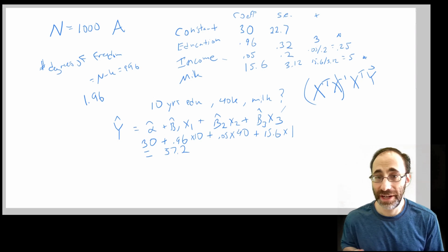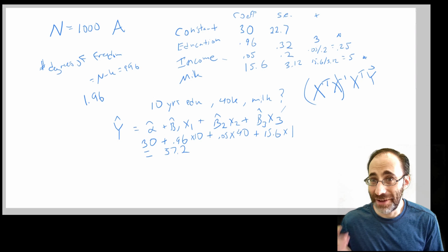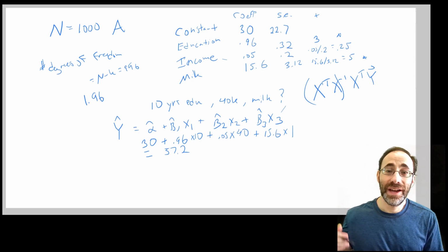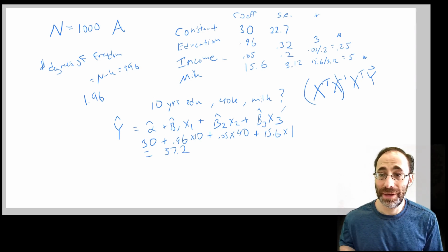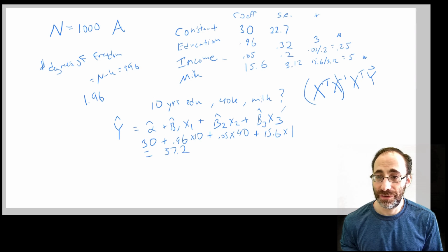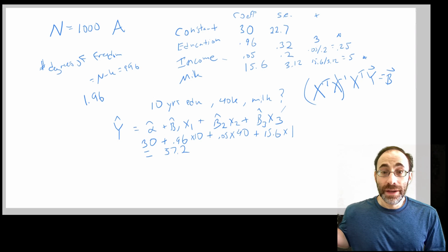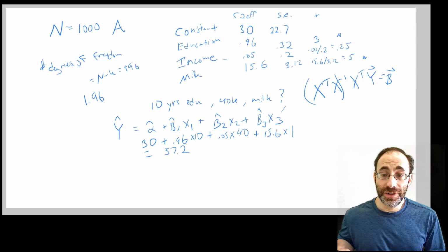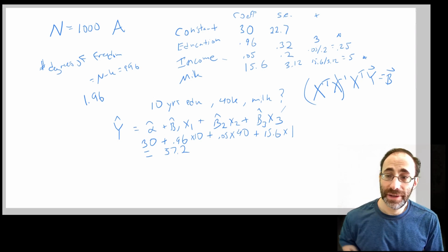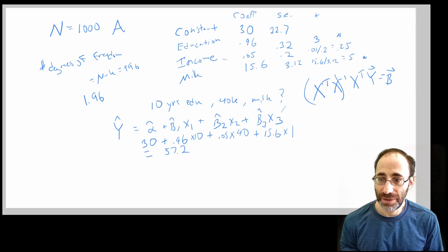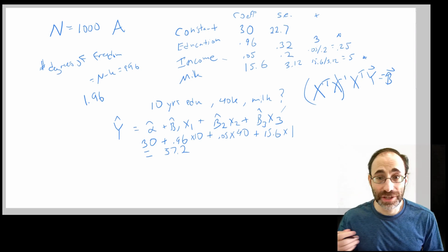X transpose X inverse, X transpose Y. I say that fast because I've had to do this thousands of times in various classes. This is just what you do if you want to calculate the beta. This thing will equal your coefficient of beta, your estimate of beta. So I should put an estimate sign over there to be totally accurate. Okay, so this is your estimate of beta. There's nothing magical about this.